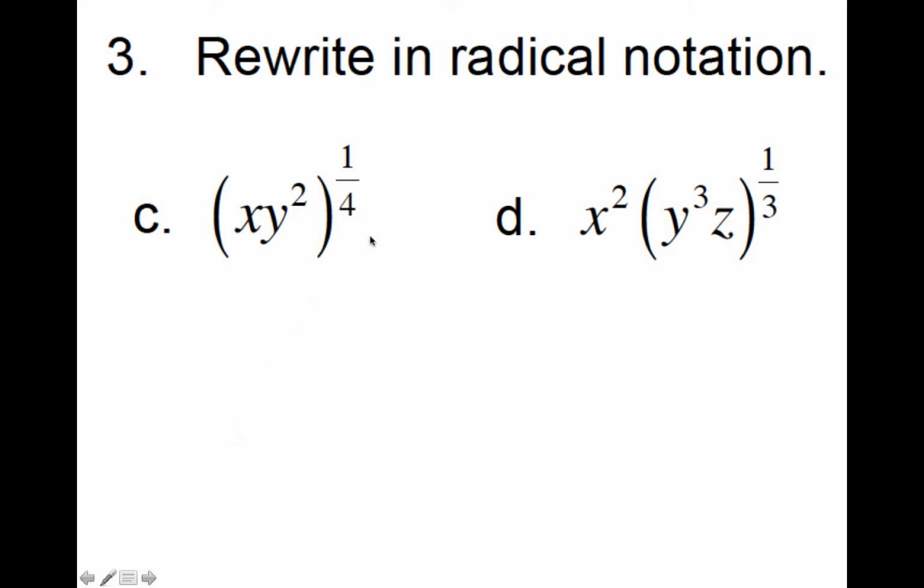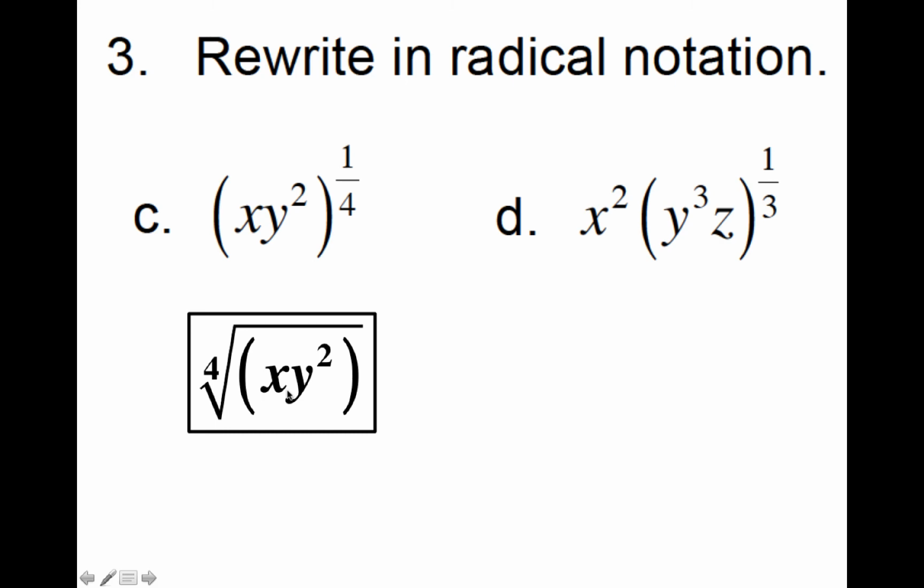Okay, same thing. We're writing it as a radical, so it's going to be the 4th root of x to the 1 power, y to the 2 times 1 power. So it's xy squared inside the 4th root.